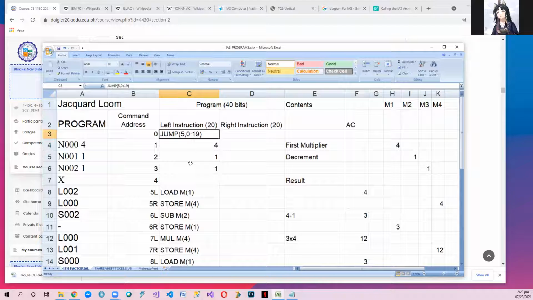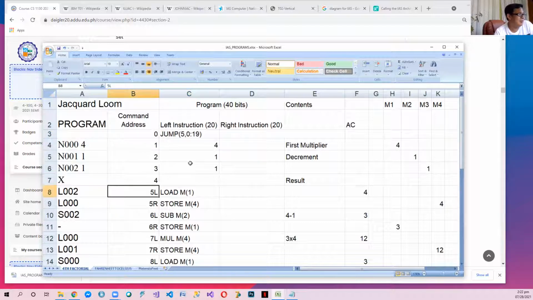So we have a jump. What kind of jump is this? Jump 5, 0 to 19, which means we are going to jump to address 5. But where in 5? Because we have two instructions in 5. We have the left or the right. So when we say jump 5, 0 to 19, we mean jump to the left. So the first command is load M1.